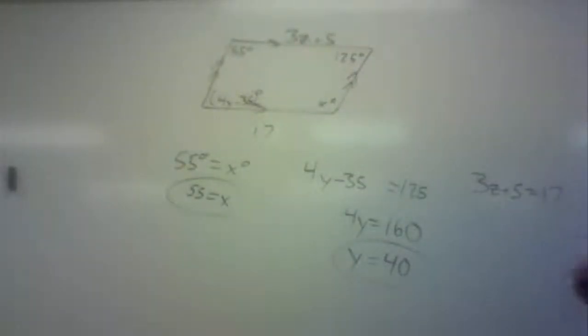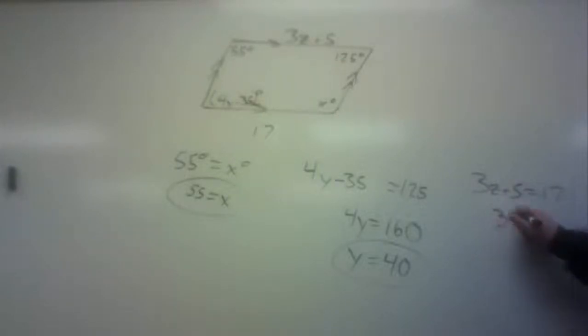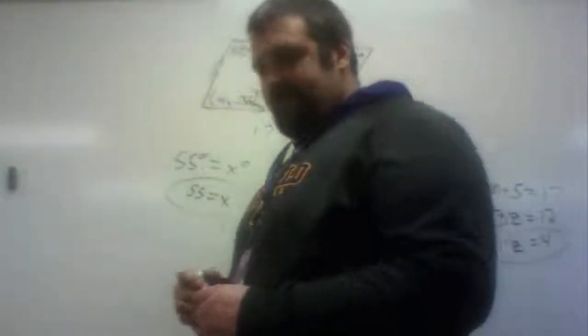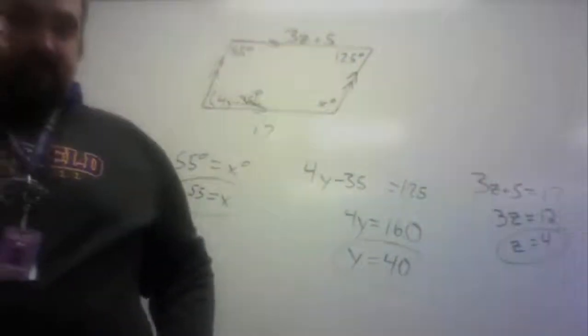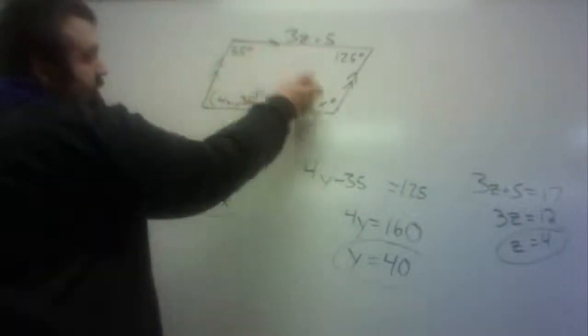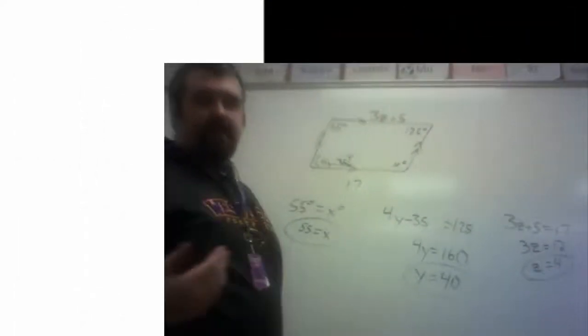Over here, 5 is the furthest thing away, so subtract 5 from both sides. 3z equals 12. Divide both sides by 3, z equals 4. So the big thing from this: opposite sides and opposite angles of a parallelogram are congruent. So when I see a shape like this, I automatically know to set the stuff across from it congruent.